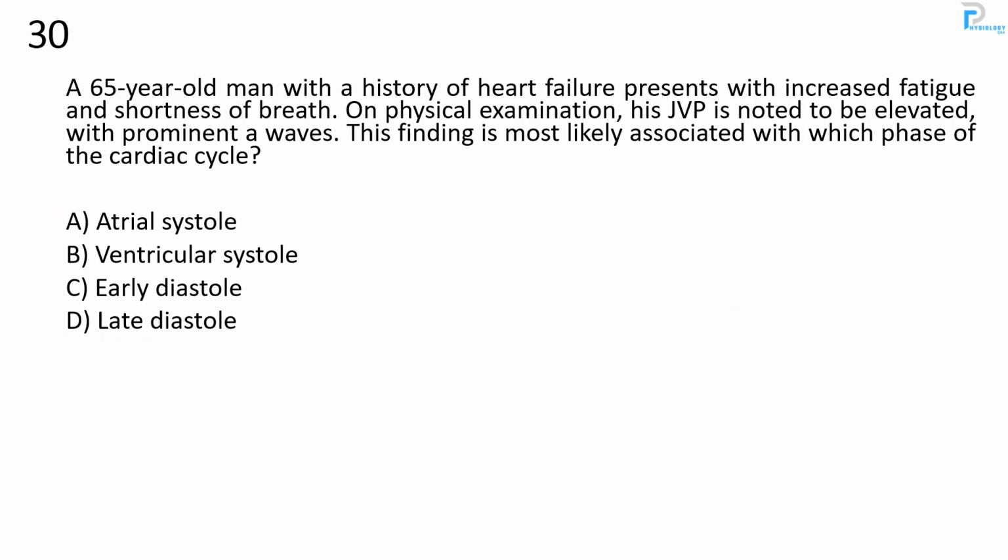A 65-year-old man with a history of heart failure presents with increased fatigue and shortness of breath. On physical examination, his jugular venous pulse is noted to be elevated with a prominent A wave. This finding is most likely associated with which phase of the cardiac cycle?